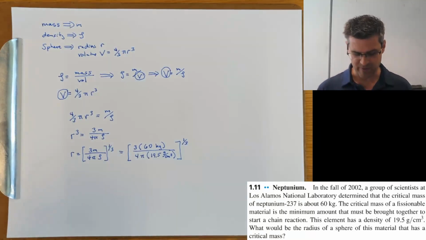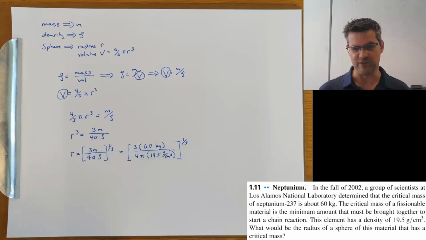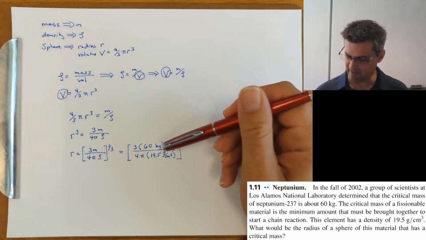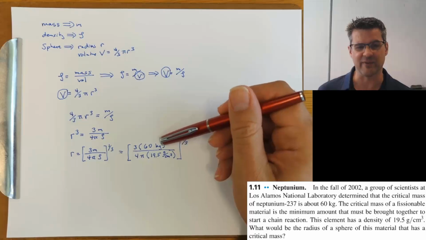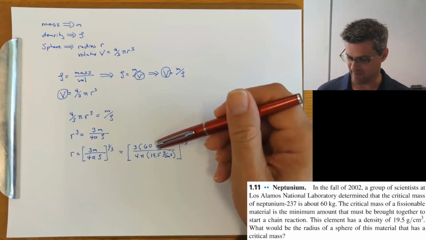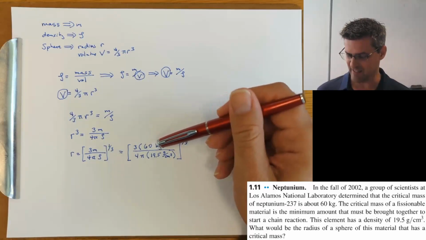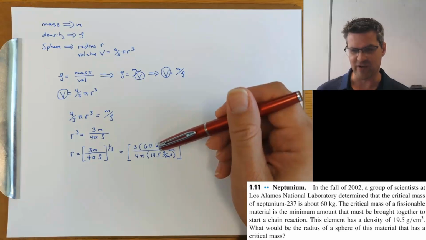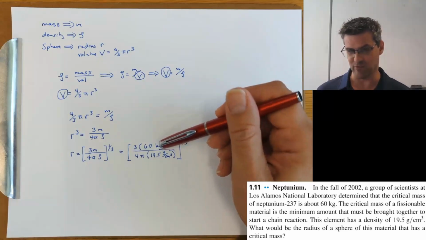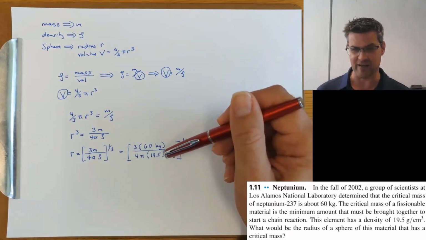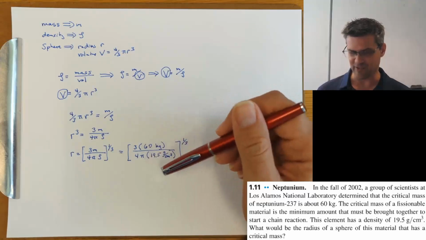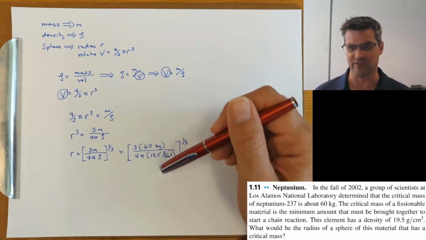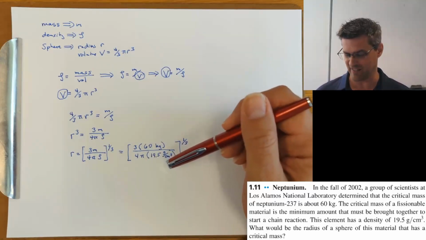Now, before we go on and look at more specific math, I would just like to point out that kilograms and grams are related to each other. This kilogram means it's 60,000 grams. So I've got a gram in the numerator, and I've got a gram in the denominator. My result doesn't have any grams anymore. The grams algebraically cancel out.